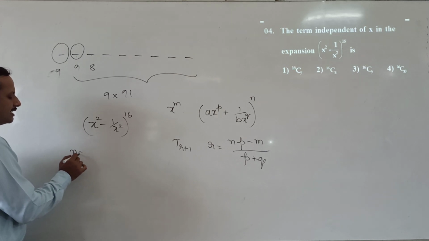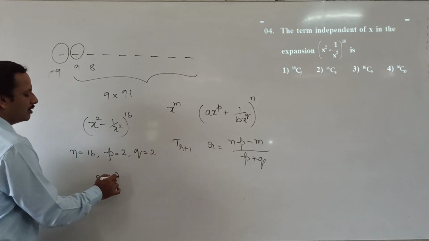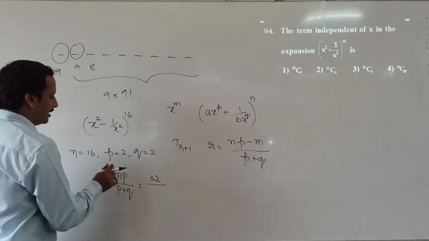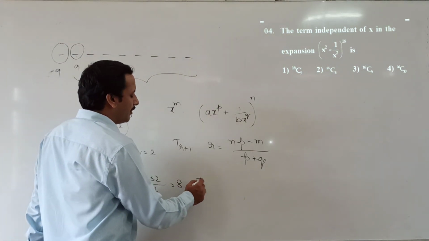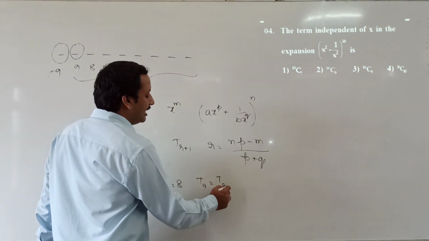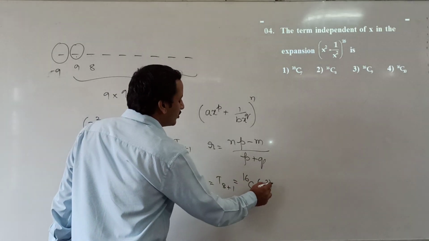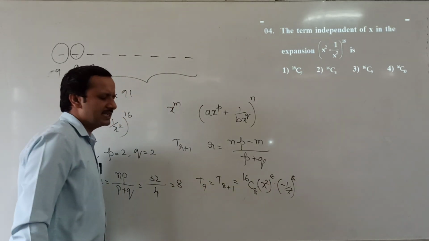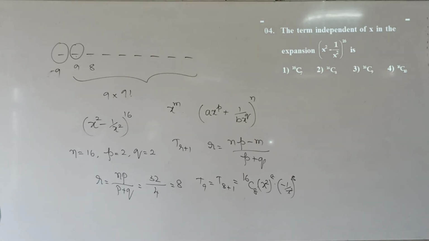So in this n is equal to 16, p is equal to 2, q is equal to 2, r is equal to np by p plus q. np is 16 into 2, 32, divided by p plus q, 2 plus 2 is 4, r is equal to 8, which means you have to find out t r plus 1, T9 we have to find out. T9 is nothing but T8 plus 1, that's equal to 16 C8 x square to the power 8 into minus 1 by x square whole power 8. X square whole power 8 gets cancelled. 16 C8 is the answer, which is the second option.